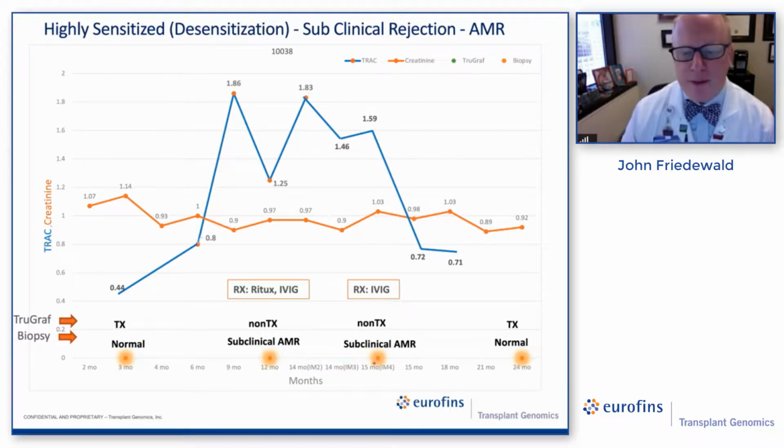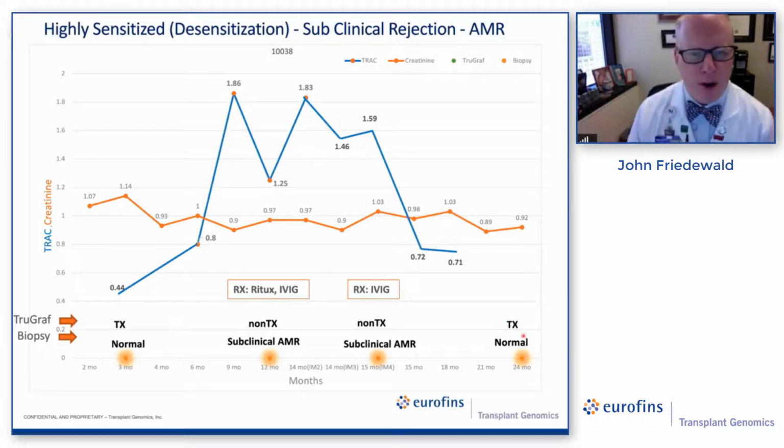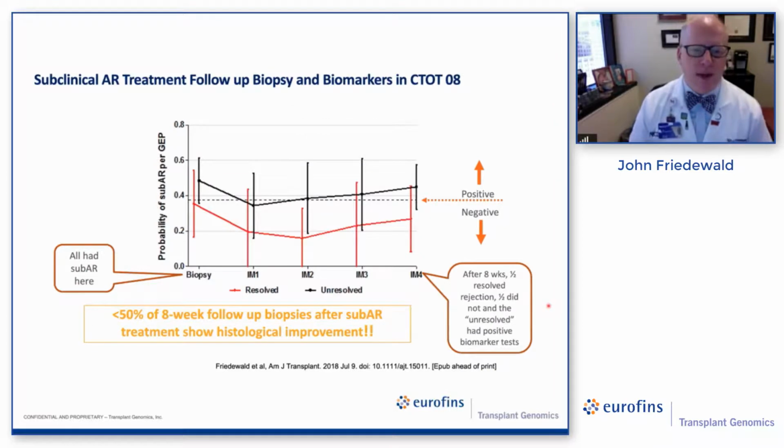They had a follow-up biopsy in 3 months per the clinical protocol. Again, the TruGraf is still abnormal, not TX. Biopsy still shows subclinical AMR. They're treated with additional rounds of intravenous immunoglobulin. Cell-free DNA now comes down. And by the 24-month time period, they got a normal biopsy with a TX TruGraf result. I think this is a great illustration of how both biomarkers can help track the course of a patient over time and inform interventions.